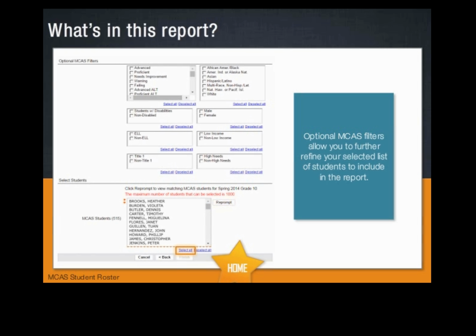At the bottom of the report, you can select all students from that list or only individual students. Note that you cannot view more than 1,000 students in any single roster. Select Finish to run the report.